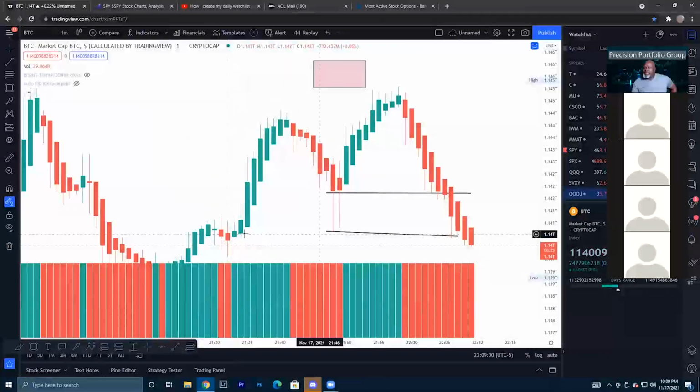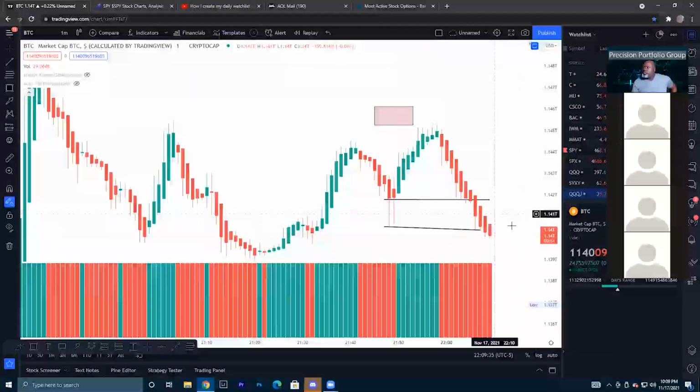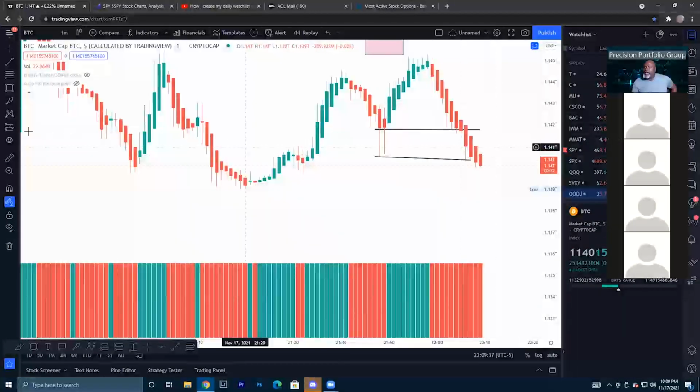So right now it is passing this particular level. So it surpassed that level. And what you want to do is go ahead and look at another previous level, which was here.